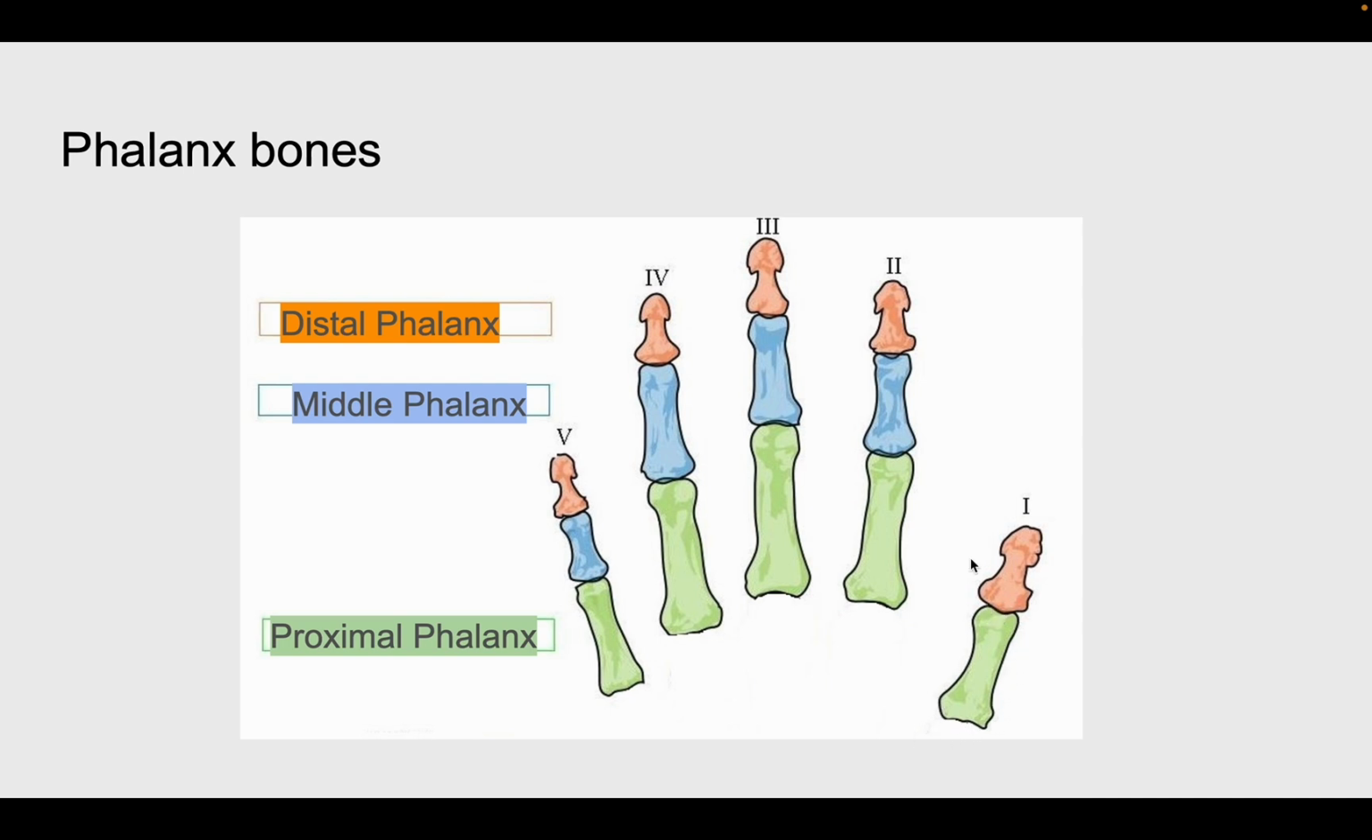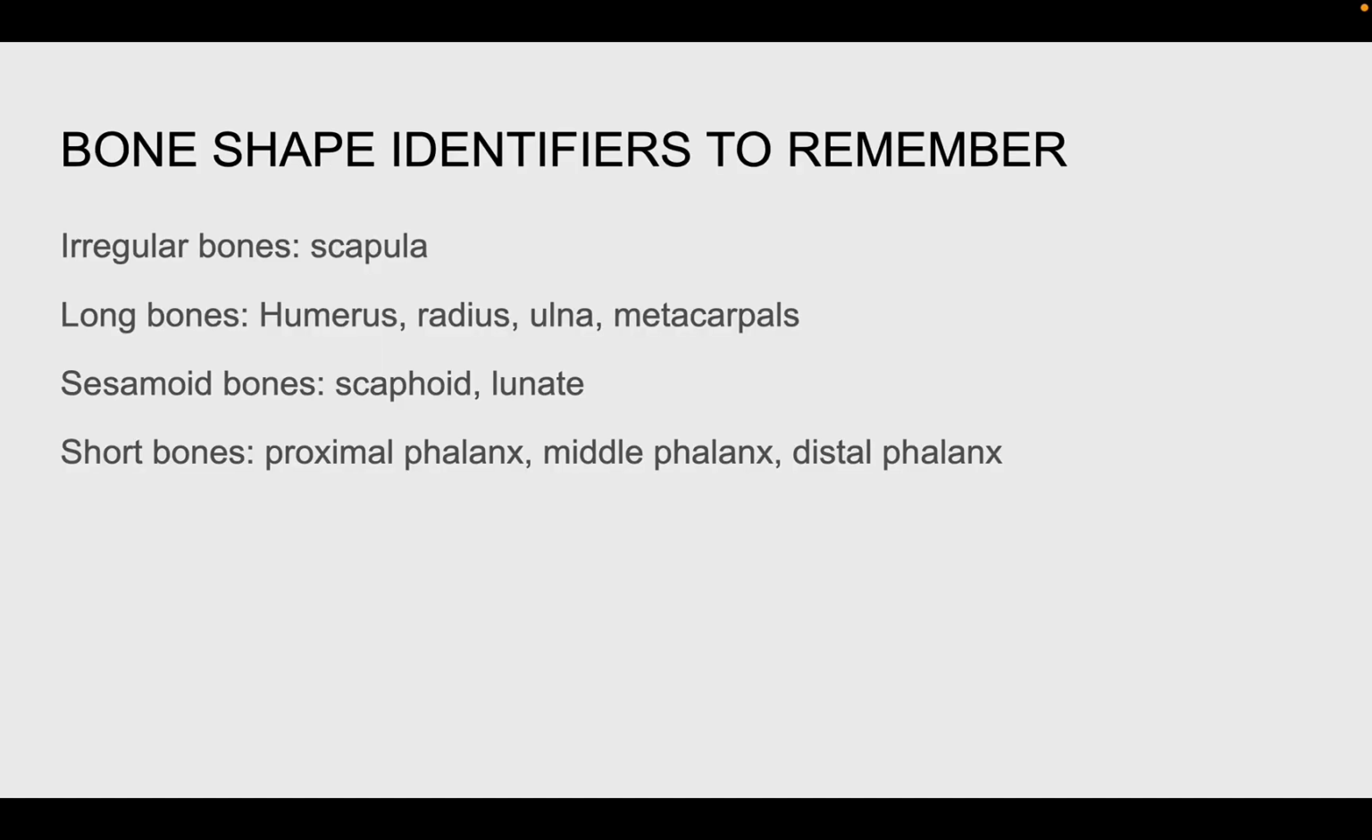That would be 1, 2, 3, 4, and 5. And I always like to think of proximal. Proximal is close, middle, obviously middle, and then distal, distant, so further out.